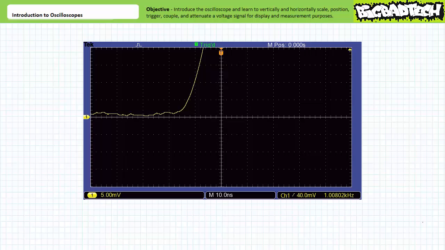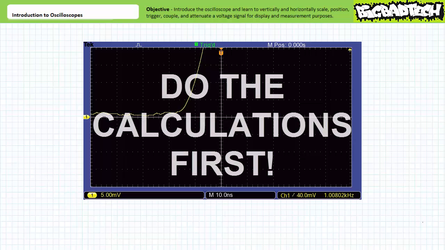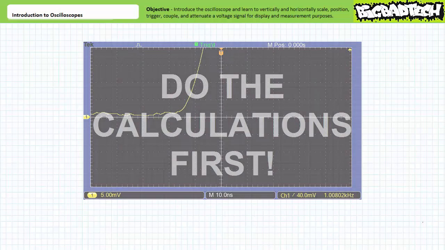But as great as this feature is, this is also a principal source of trouble for those individuals new to oscilloscopes. If you're too zoomed in or too zoomed out, you can often get a distorted view of your target, so much so that you miss it entirely. To prevent this from happening, know what you're getting into beforehand and make sure you select an appropriate scale in advance. Do the calculations first.